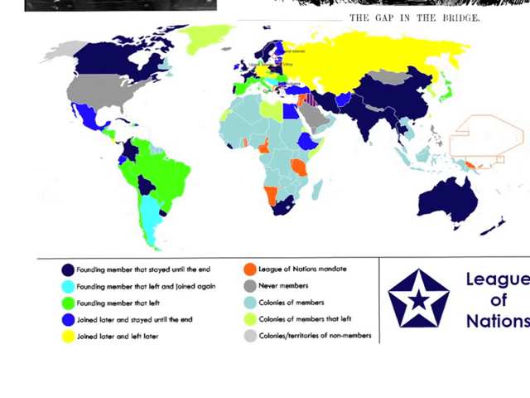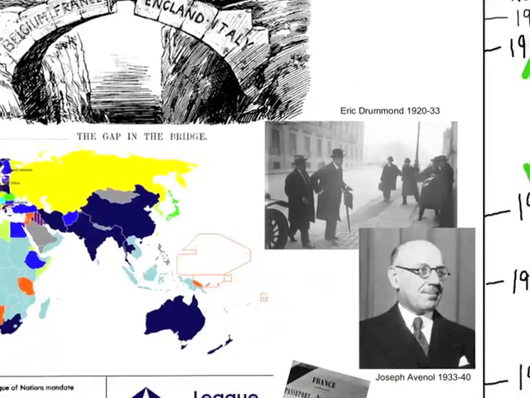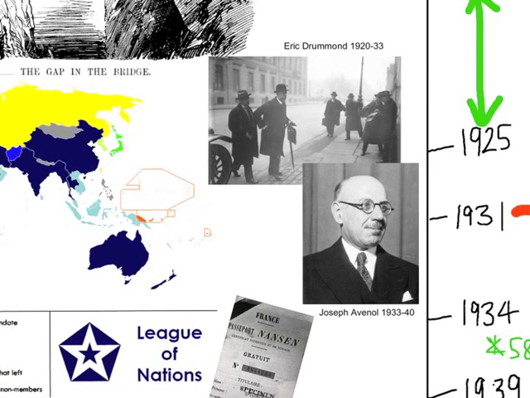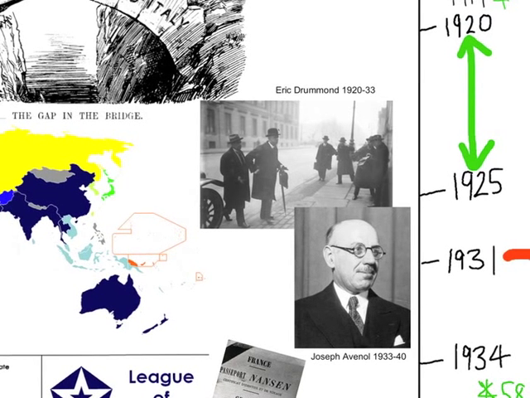The main countries that stayed all the way through are really two: Britain and France. Those are the two countries that saw this through for the entire time and were the most important. Here is the British leader of the League of Nations, Eric Drummond. You can see him in this photograph, taken in London. He led it from 1920 to 1933, so that's a key period. If we look on the timeline, that's leading all the way through to here.